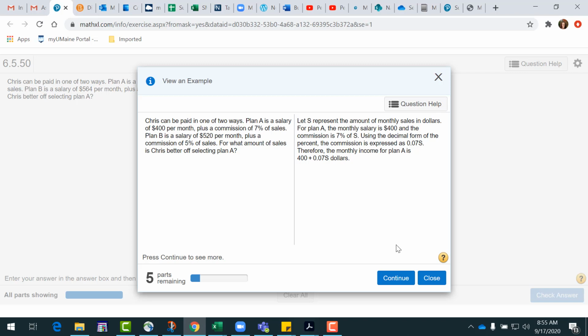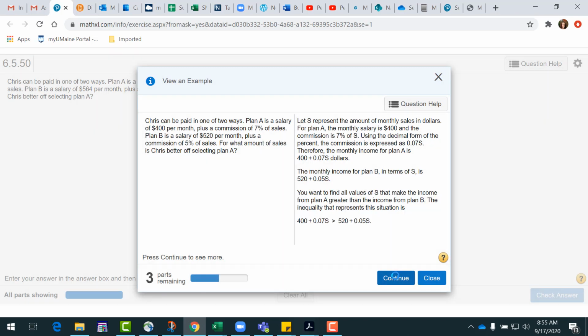And we want to know when plan A is greater than plan B. So we're saying, when is the 400 plus 7% commission going to be more than 520 plus 5% commission? Because you can see here he's making 2% more in commissions. That's why we have the inequality.